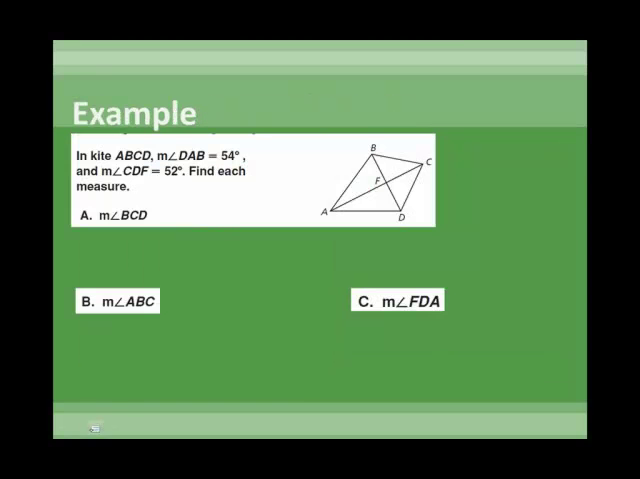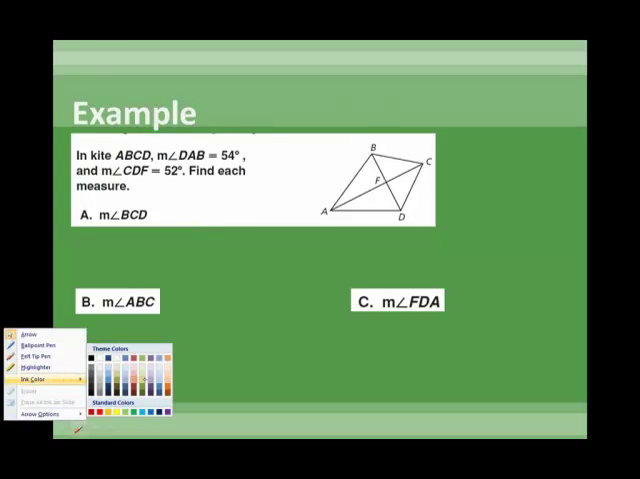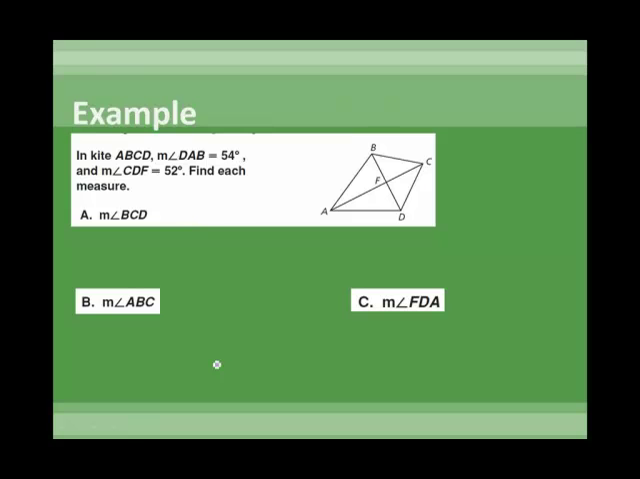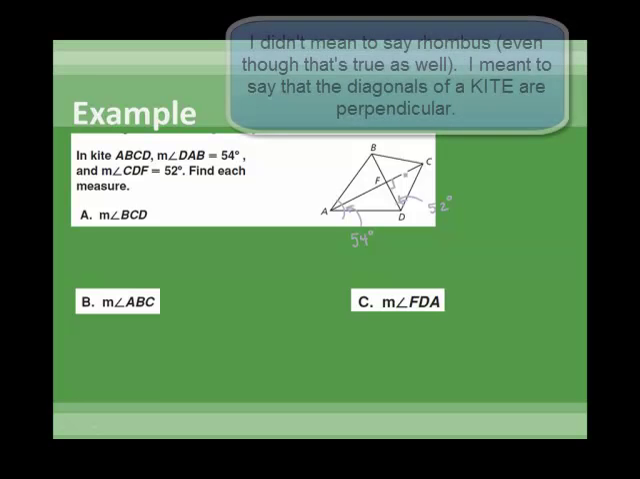So let's apply those properties. In this particular problem, we have a kite ABCD, and angle DAB is 54 degrees. So DAB, this entire angle here, is 54 degrees. And then it also says that the measure of CDF is 52 degrees. CDF, that's this angle here, and that is 52 degrees. Now we can use one of our properties of a kite to say that CFD is a 90-degree angle because the diagonals are perpendicular.